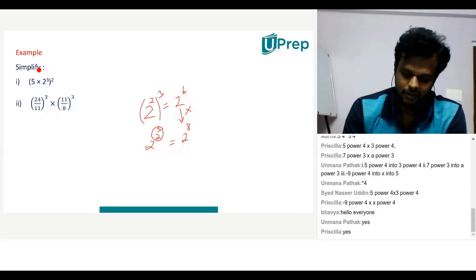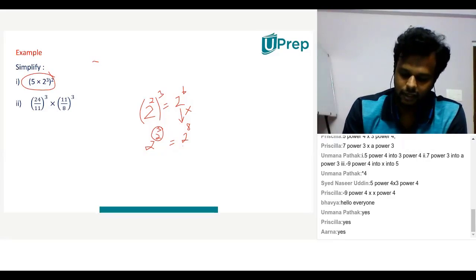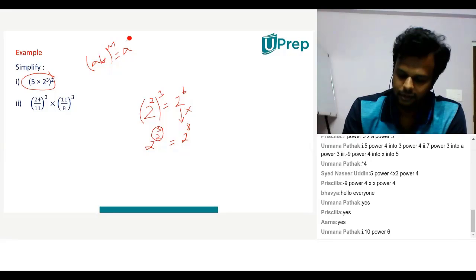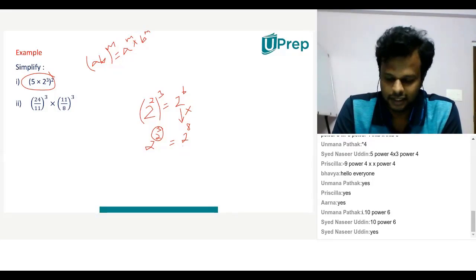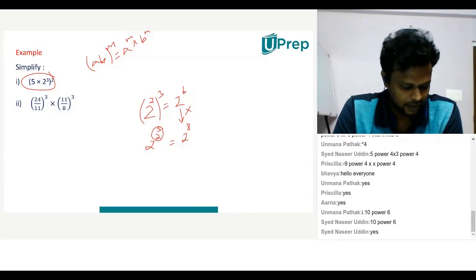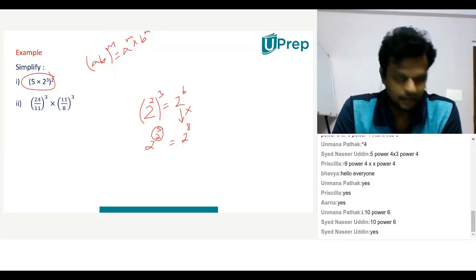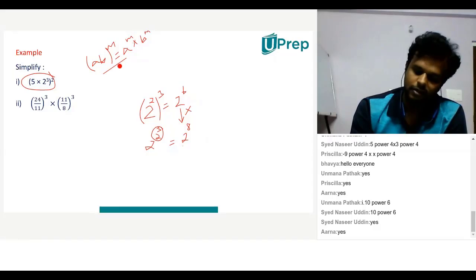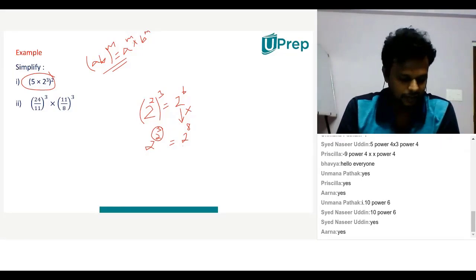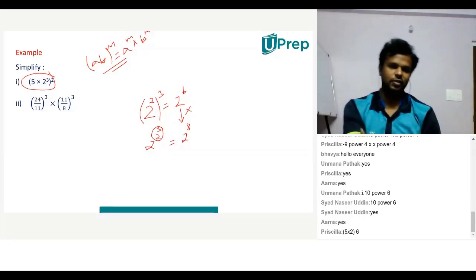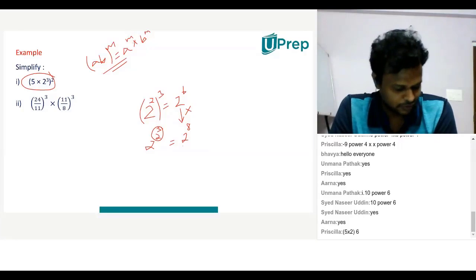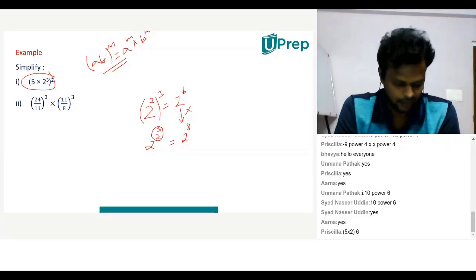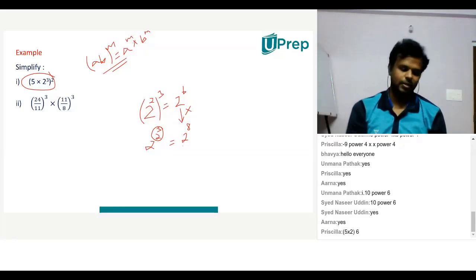Children, try this one, please. Simplify this. Now use the rule (ab) whole power m is equal to a power m into b power m. Children, write it as products. Nasir and Unmana, check your answers, please. We are supposed to use this law. Do not expand it. Priscilla, no. I think almost all of you have made a mistake here. Check your answers, please. Take time and get back to me. Don't be in a hurry.